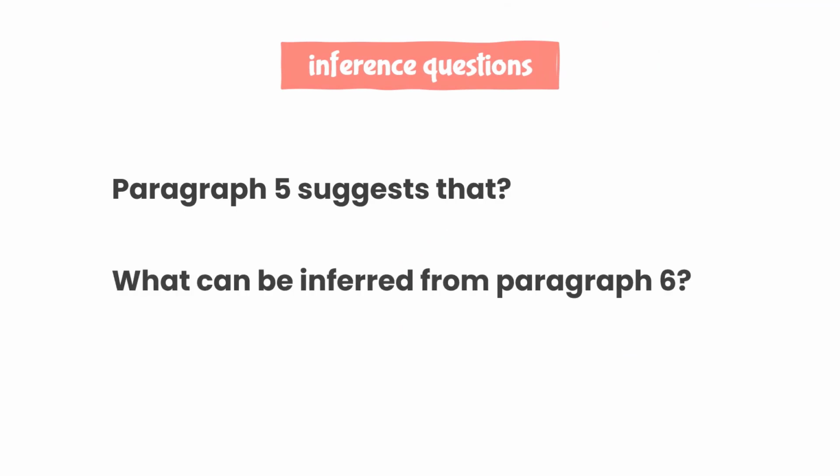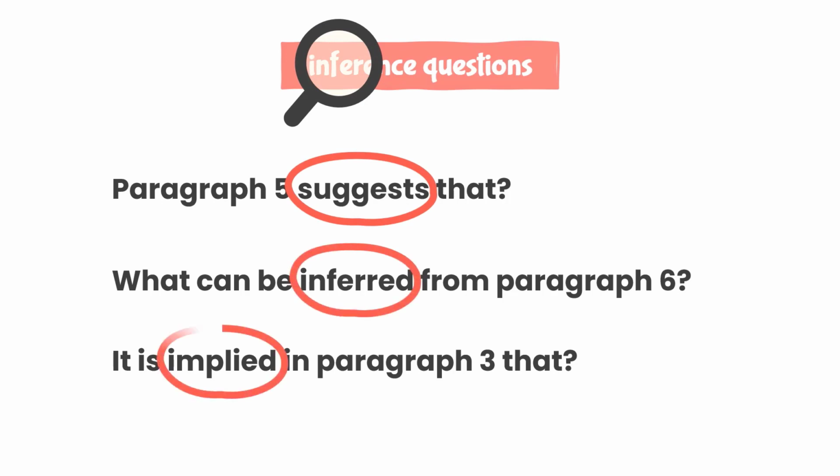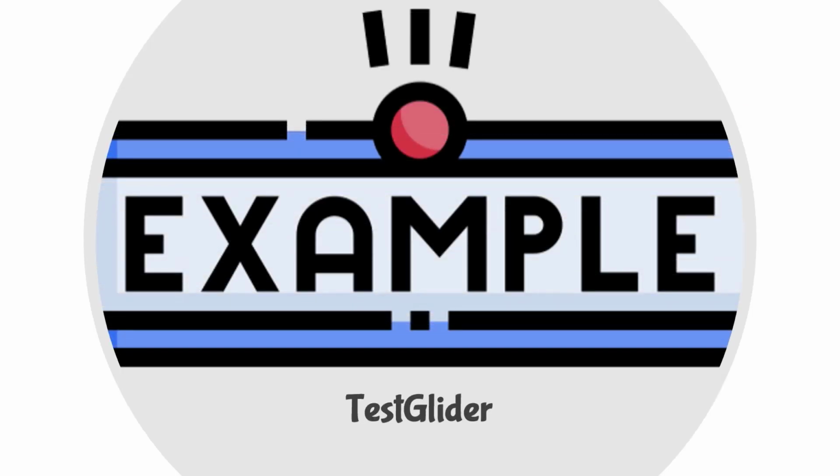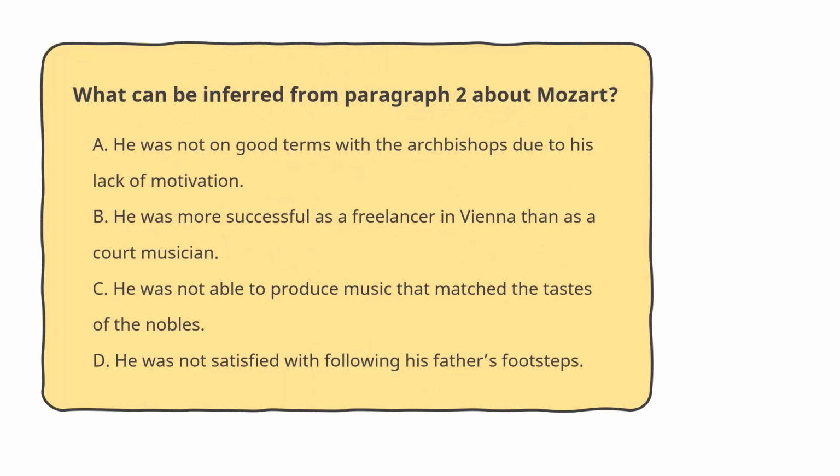Here are inference questions. You can recognize them since they include words like suggest, infer, or imply. There are usually one or two inference questions per passage. Let's see an example from Test Glider. Check out the link in the description below. Like I said before, when you see inferred in the question, it must be an inference question.